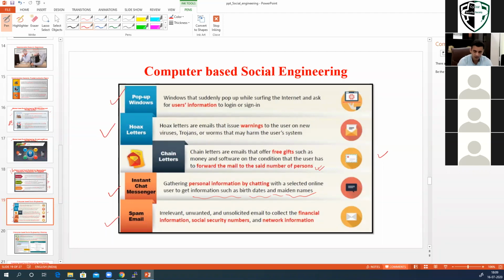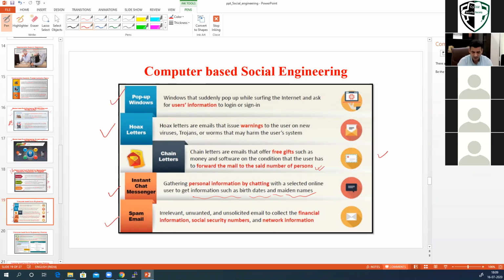Last but not the least is spam emails. Obviously आप लोगों ने सुना होगा. Spam emails are basically the irrelevant, what you call unwanted emails, which can be related to some of the financial information, social security numbers and network information.